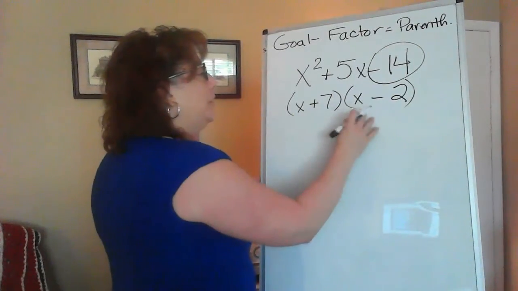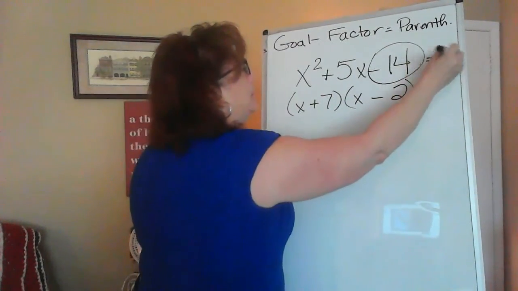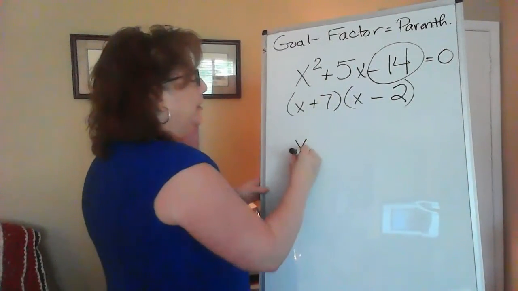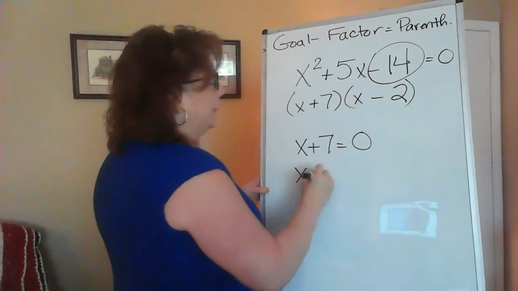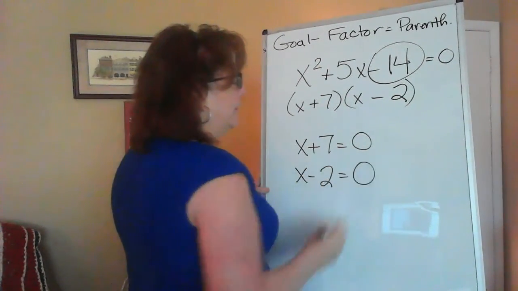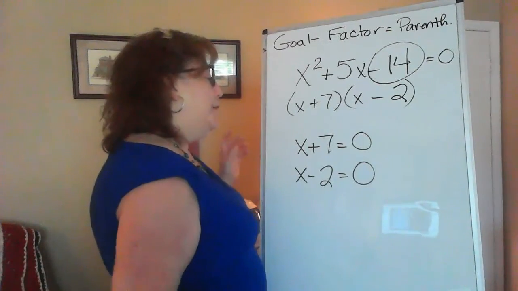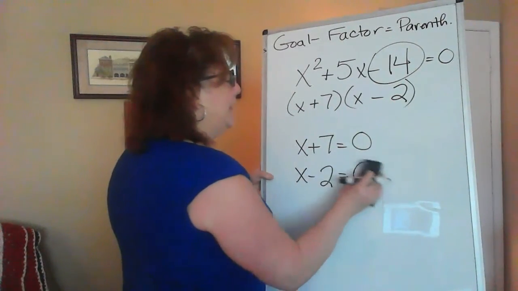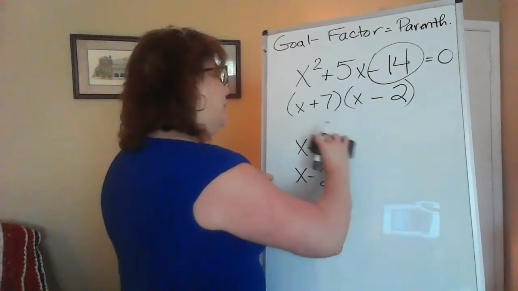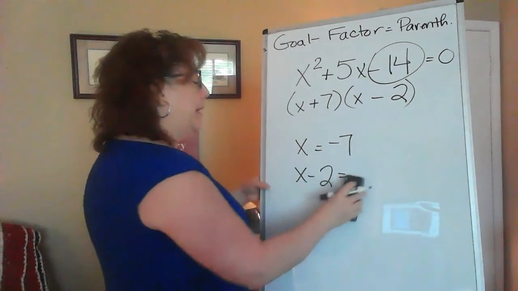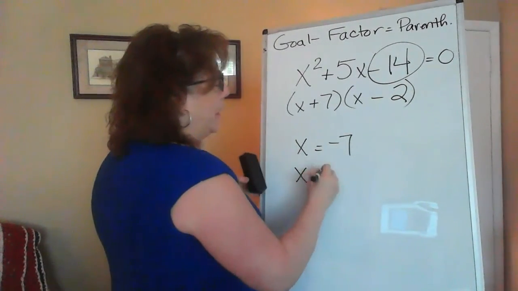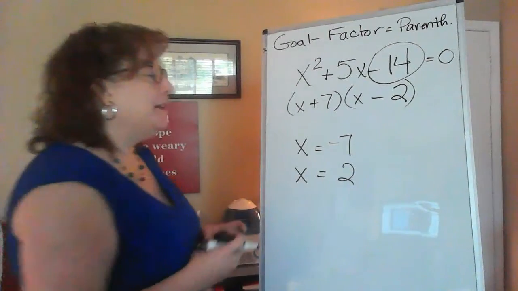These are the two things I'm going to set to 0. So I'm going to put x plus 7 equals 0, and I'm going to put x minus 2 equals 0. And when I do my math, I'm going to end up with x equals negative 7, because I have to subtract it from both sides, and x equals positive 2, because I have to add it to both sides.